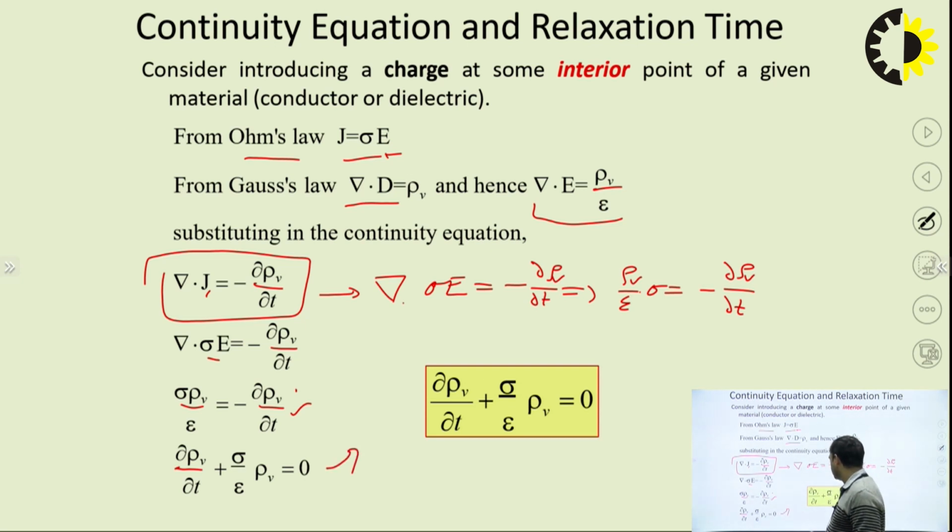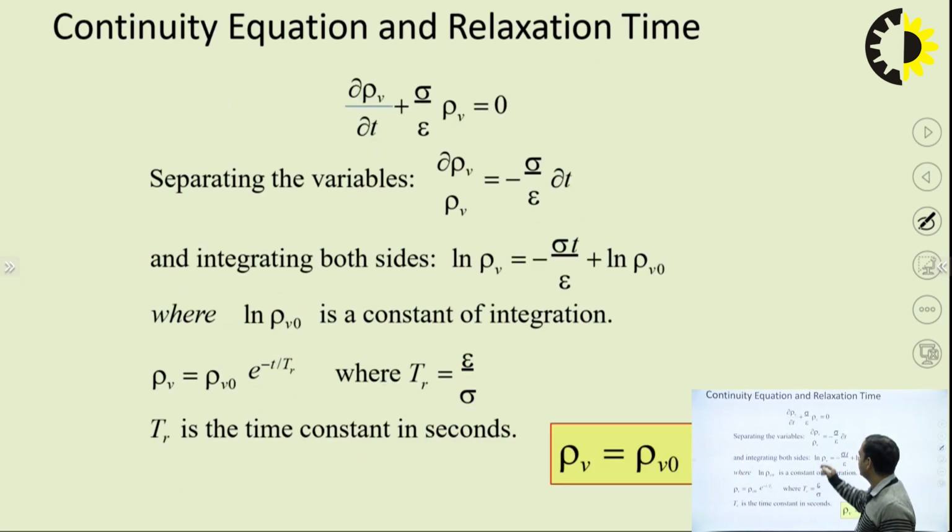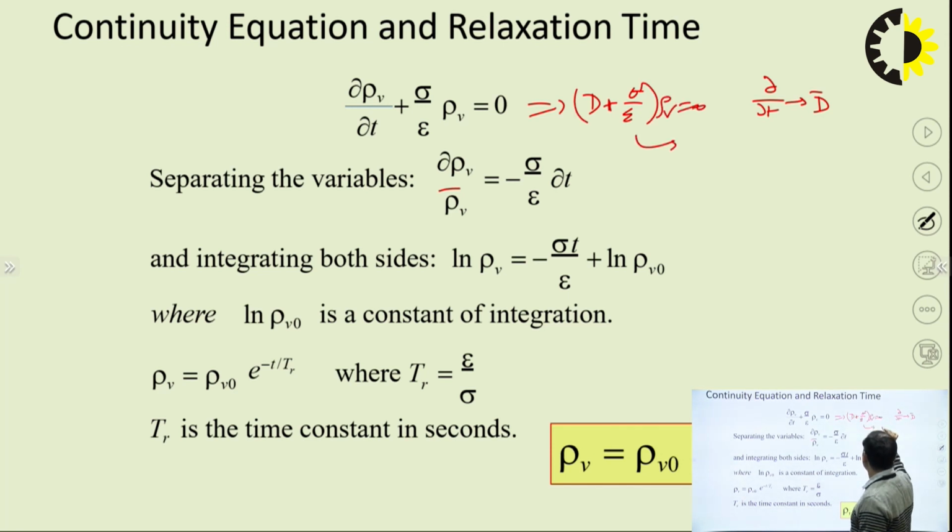So this is the equation, and if we want the solution of this equation, we can use the linear homogeneous equation method. Like you remember, del upon del T we replace with D. So this is D plus sigma upon epsilon into rho v is equal to 0. When you solve this equation, the root is D equal to minus sigma upon epsilon. So the rho v equation will become rho v naught e to the power minus sigma upon epsilon into T.